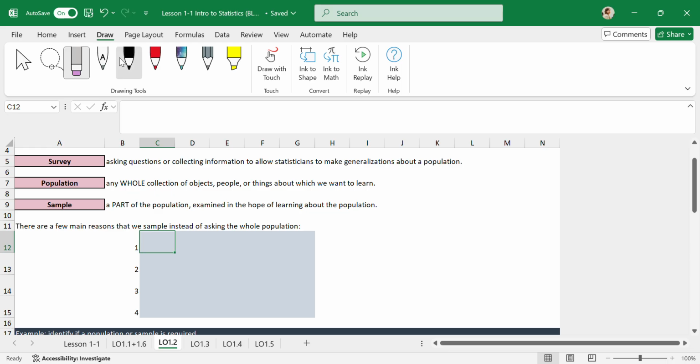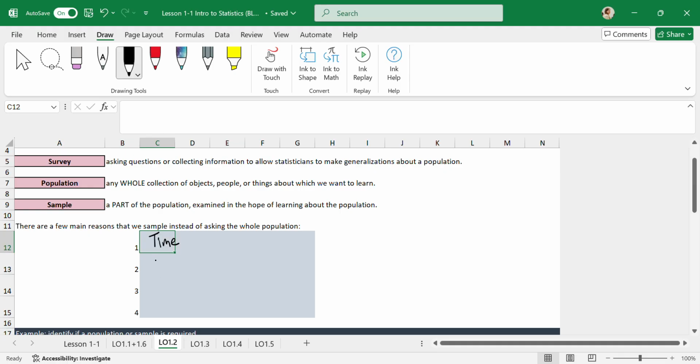The first one is it would take way too much time for me to try to calculate or contact all 5,000 students at Cambrian College. To even try to find these people, ask them the question, it'd be much too time consuming. So it'd be way easier for me to ask 100 people than to ask 5,000.